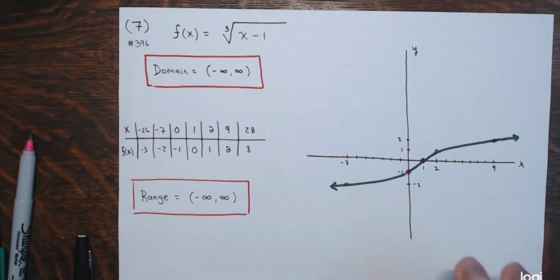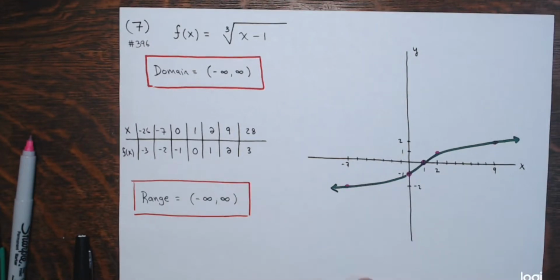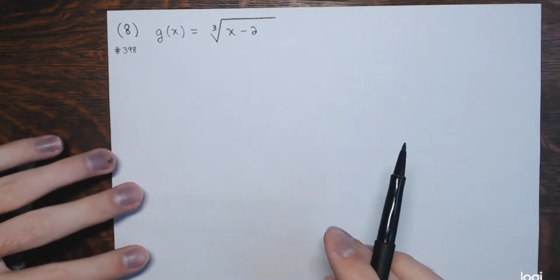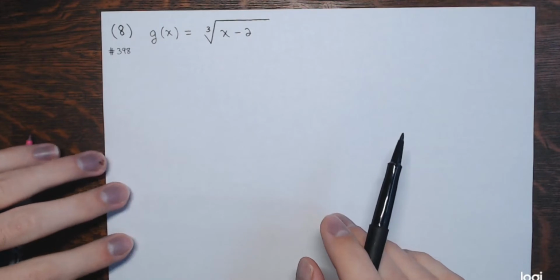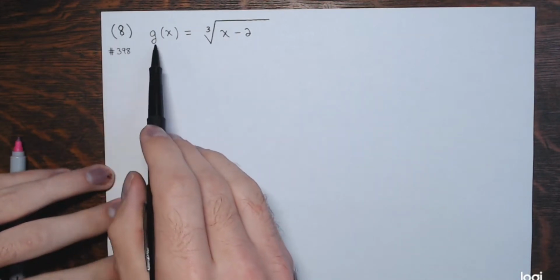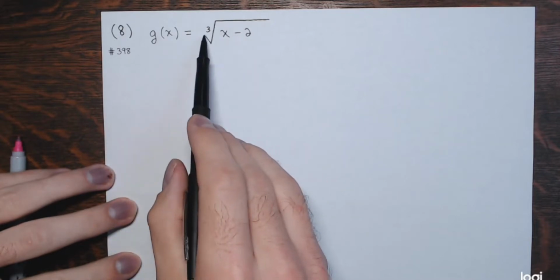Great. All right, the next one's very, very similar. It's another cube root. But instead of the cube root of x minus 1, it's the cube root of x minus 2. So things are just going to get shifted over 1 unit, you'll see, from number 7. So number 8, which is exercise 398, we have g of x equals the cube root of x minus 2. Again, it's a cube root, odd root.